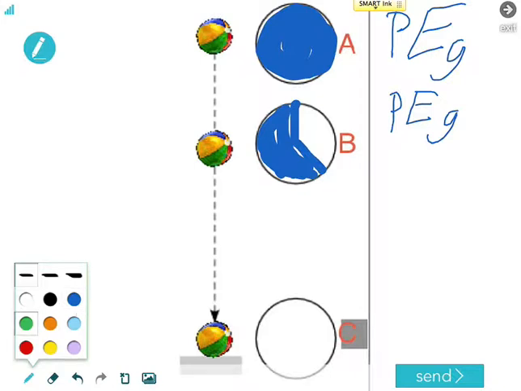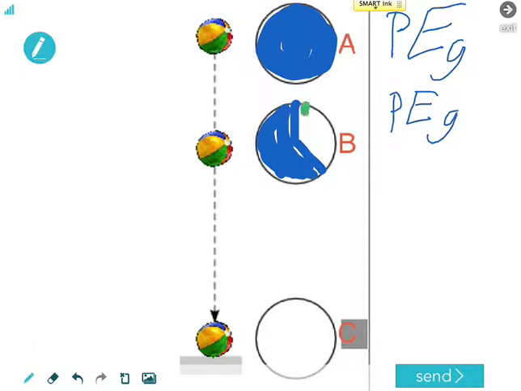And since it's now moving downwards, that means part of the potential gravitational energy got turned into kinetic mechanical energy. So for pie chart B, we have roughly 2/3 potential gravitational energy and 1/3 kinetic mechanical energy.